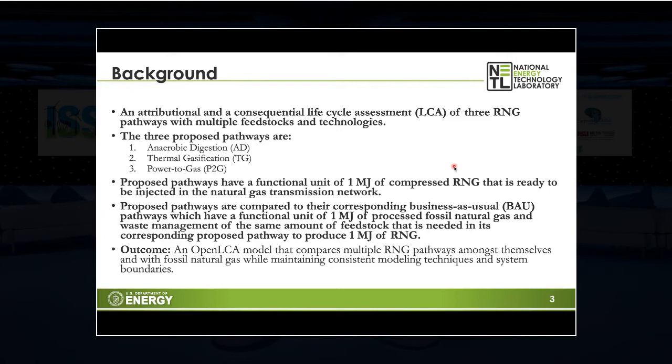The functional unit of the business as usual scenarios is 1 megajoule of fossil natural gas plus waste management of, let's say, X kilograms of biomass feedstock, where X is the amount of this feedstock that would be needed to produce a megajoule of RNG in its corresponding RNG feedstock pathway. The outcome of this work is an open LCA model that compares the proposed RNG pathways amongst themselves and also with the fossil natural gas pathway while maintaining consistent modeling techniques and system boundaries. Now let's talk about the system boundaries of each pathway separately.